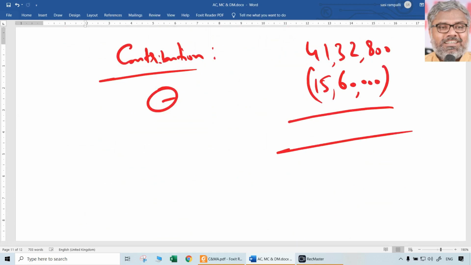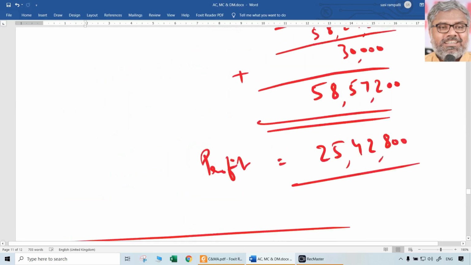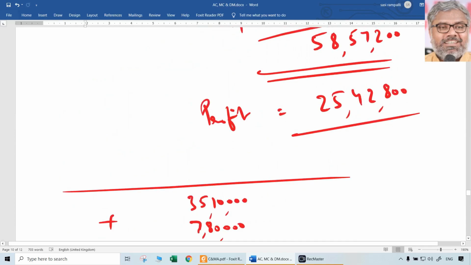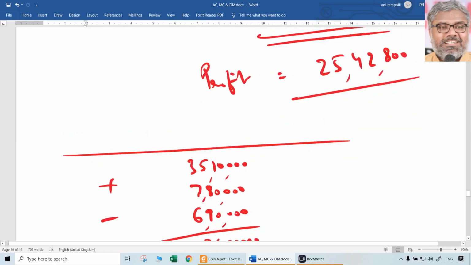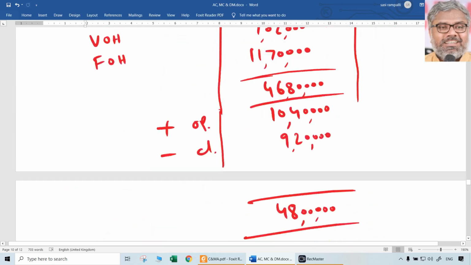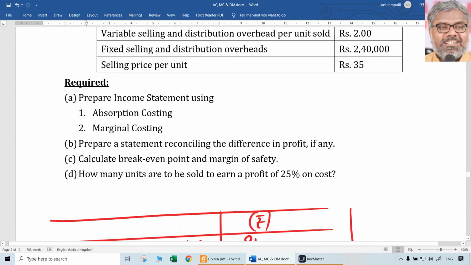So what is going to be the profit under marginal costing? 25 lakhs 72,800. What was the profit under absorption costing? 25 lakhs 42,800. What is the difference? 30,000 is the difference.